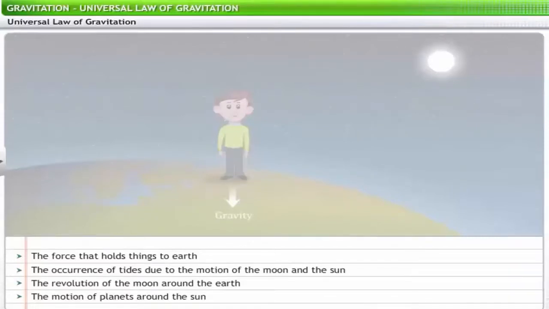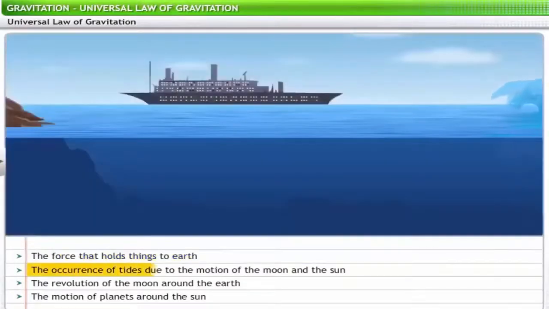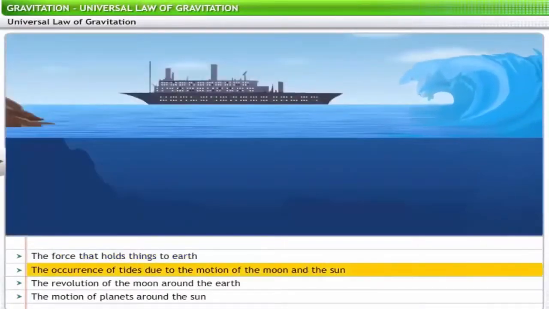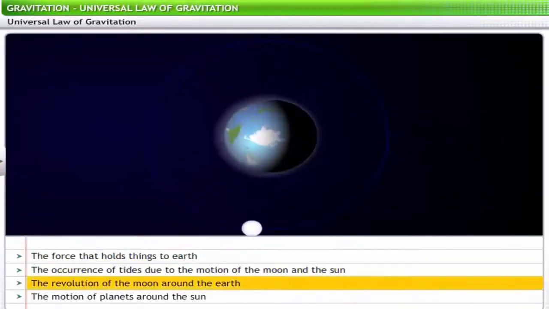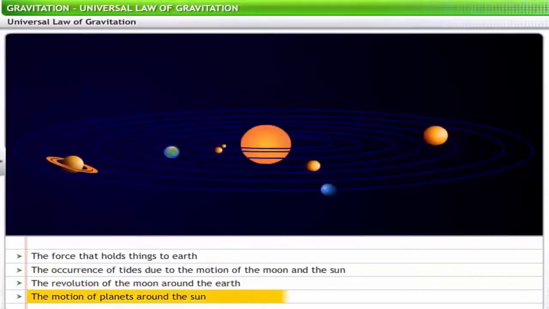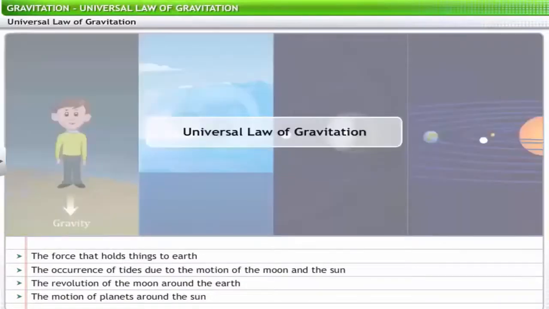Consider the force that holds things to Earth, the occurrence of tides due to the motion of the Moon and the Sun, the revolution of the Moon around the Earth, and the motion of planets around the Sun. What do you think is common among all these phenomena? Nothing, you may say. However, through the universal law of gravitation, Newton explained the relationship between several such phenomena that were earlier thought to be unrelated.